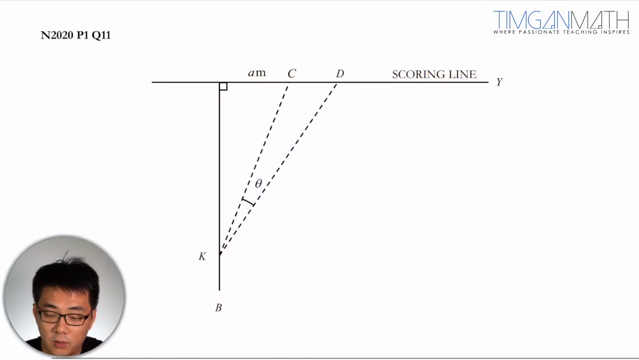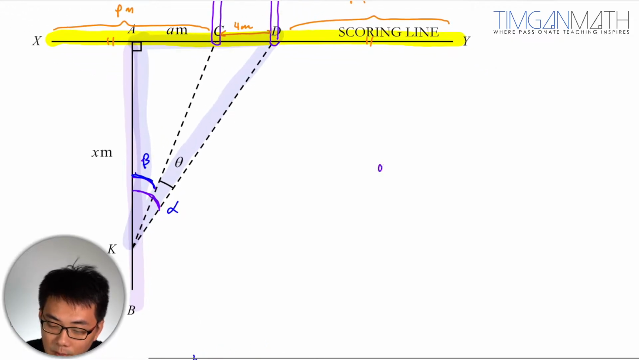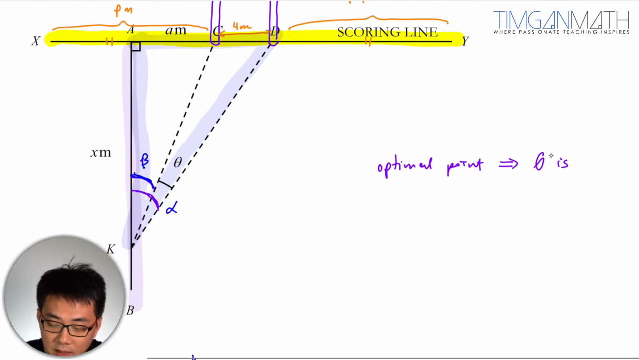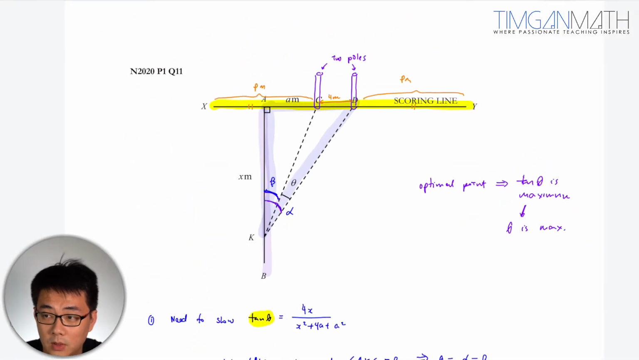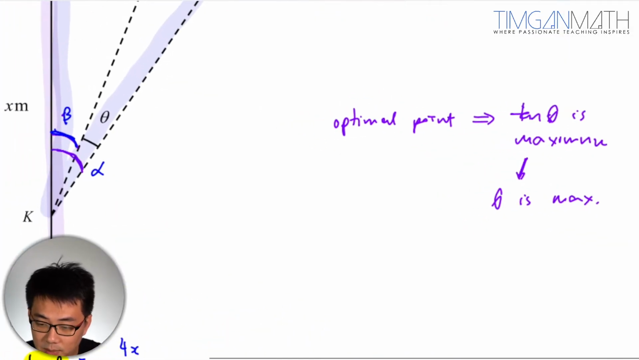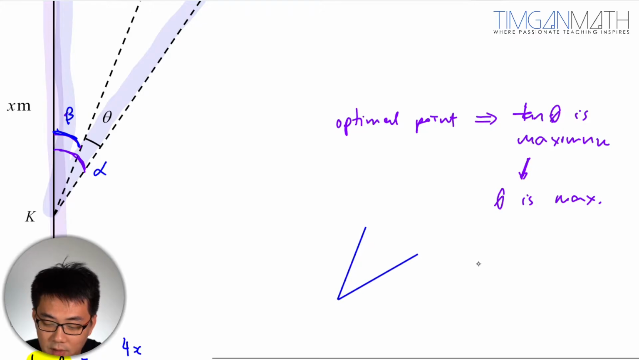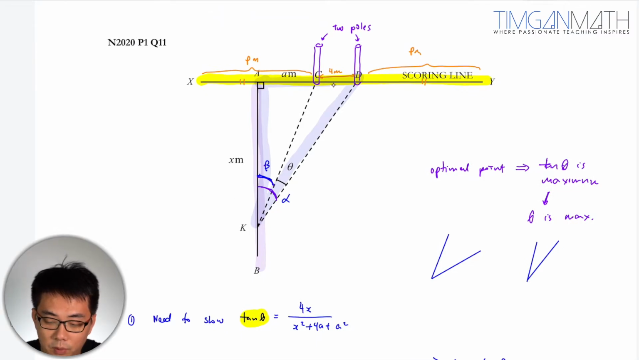So the optimal point is when we optimize the angle, meaning when tangent theta is max. Okay, maximum. Now, when tangent theta is maximum, it also means that theta is max, because this is in the first quadrant. So anyway, why do we need theta to be maximum? Because this angle here will give you the trajectory of the ball to be scored within these two poles here.